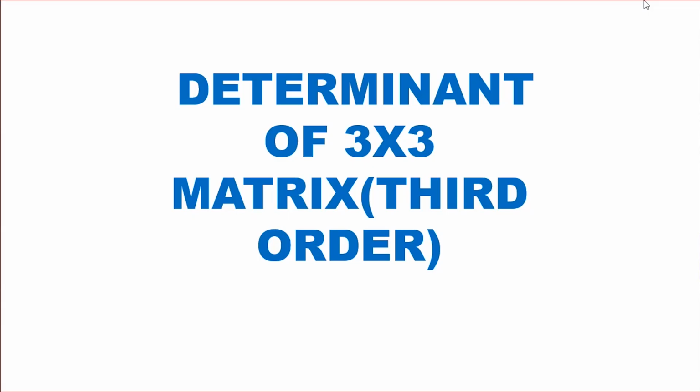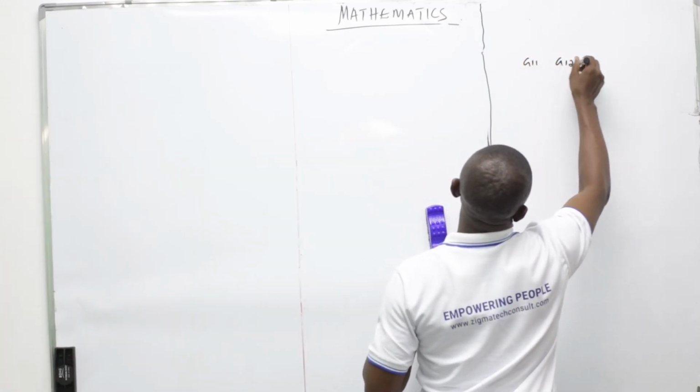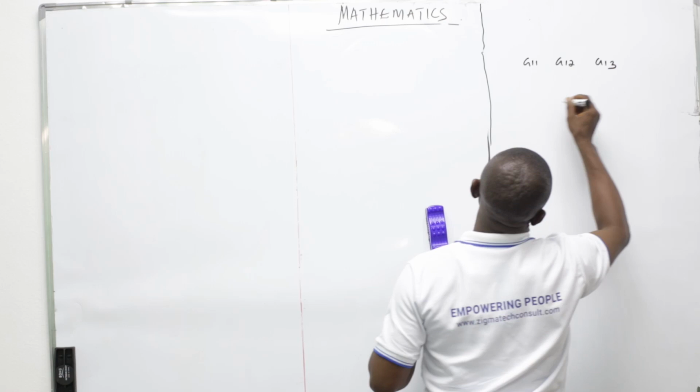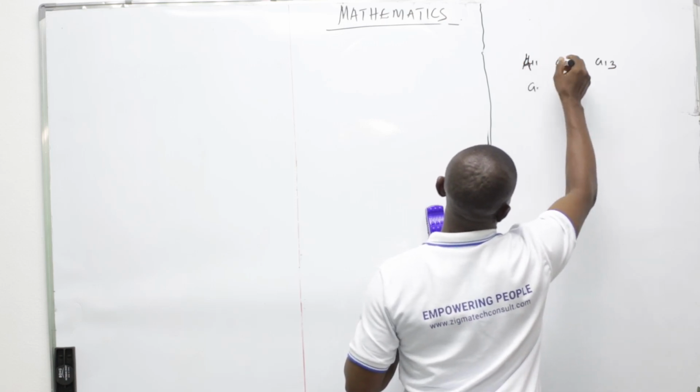So now, 3 by 3 matrix. We are done with the 2 by 2. Let us consider the 3 by 3 determinant of a matrix. For 3 by 3, there is a rule that will guide it. Given A11, A12, A13, A21, this time around, let me use capital letters.